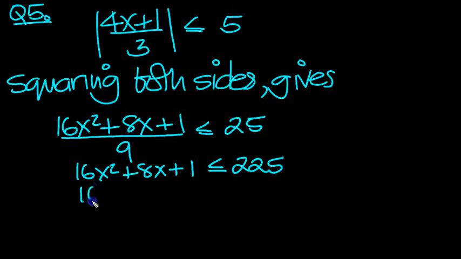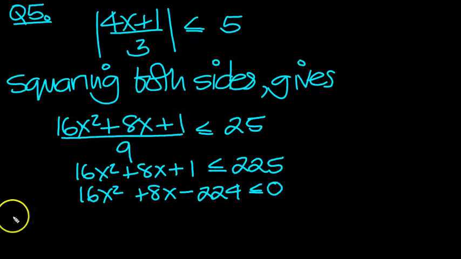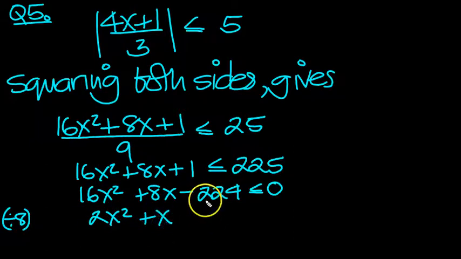225. So we get 16x² + 8x. Move the 225 over to become minus, and it's 1 take 225, minus 224. Divide by 8 all the way through. 8 goes into 16 twice. 8 goes into 8 once. And 8 into 224.